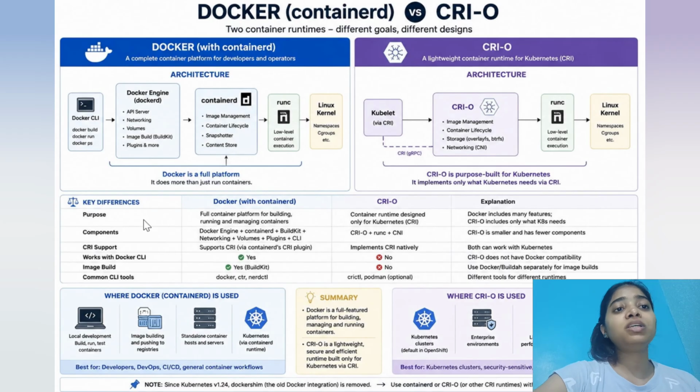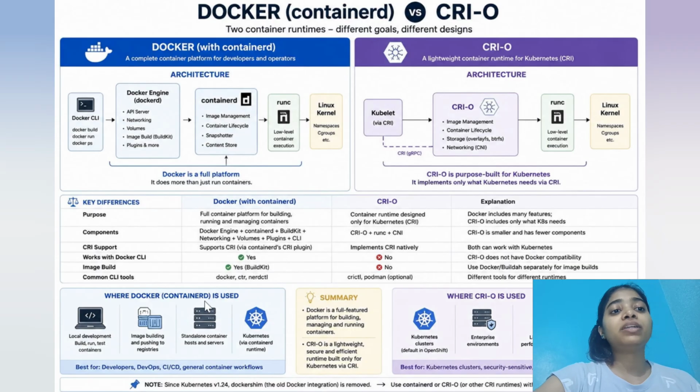So the purpose is that Docker with containerd is a full container platform for building, running, and managing containers. And what are the components? Docker engine plus containerd plus build kit, networking, volumes, plugins, and CLI. All these are the important components which help in getting a container running. Works with Docker CLI, image build, and all this.